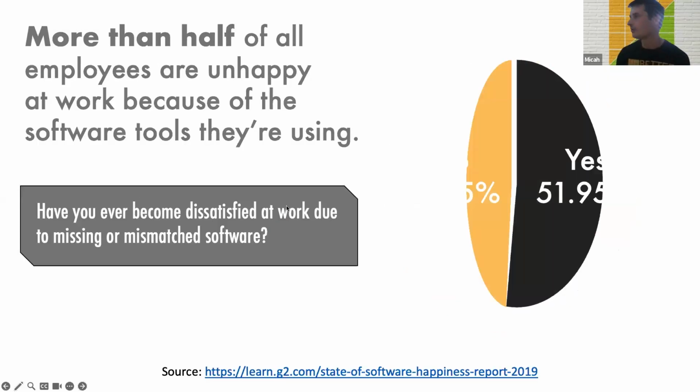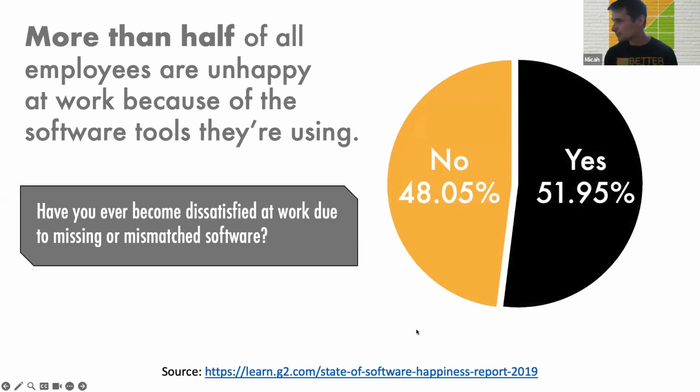So let's go to the next part, where we're going to discuss just a couple other data points from a G2 survey that surveyed over 1,000 participants a few years ago. They asked a series of questions relating to job satisfaction and the tools that they're using. One of the interesting finds I wanted to share is they asked, have you ever been dissatisfied at work due to mismatched software?